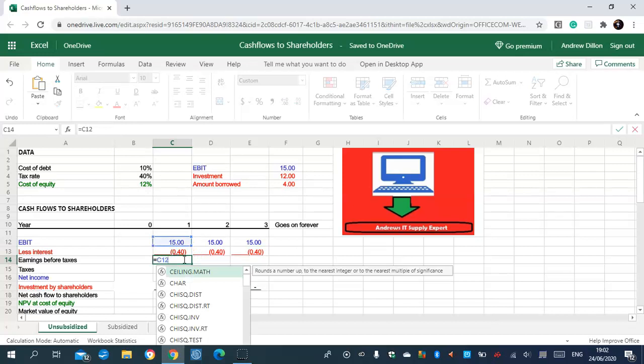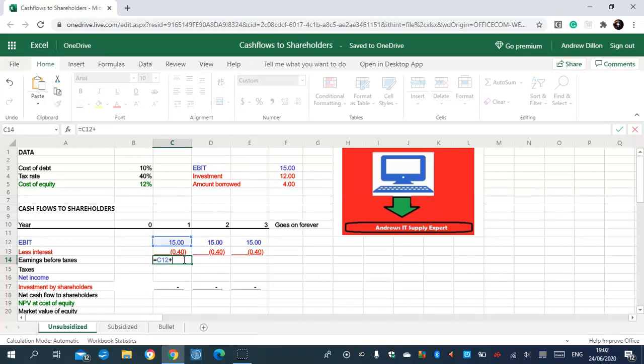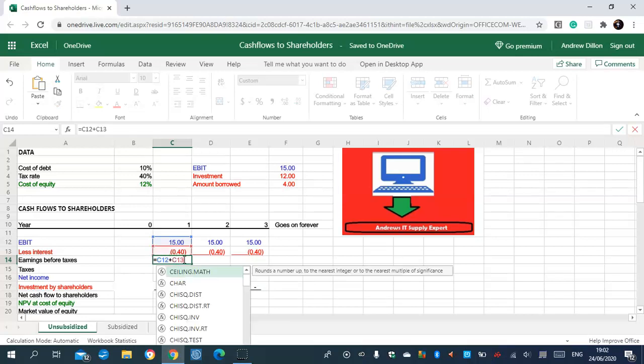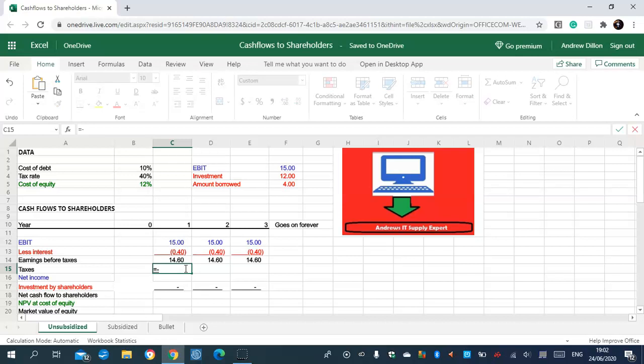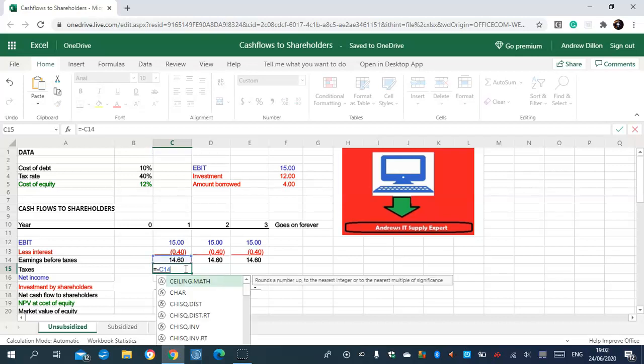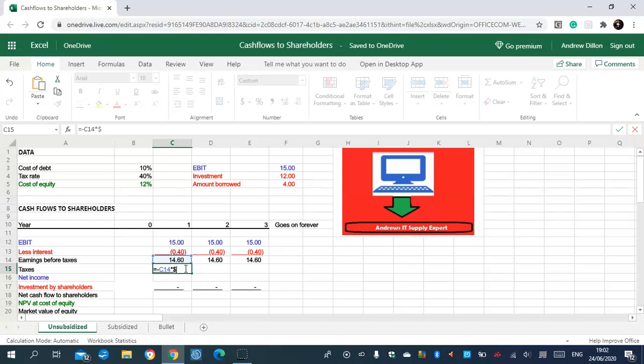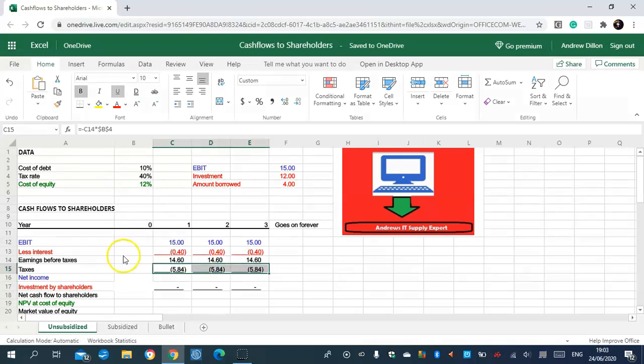It's just plus. So it is EBIT plus less interest. Okay, now let's go into the taxes. That's good.